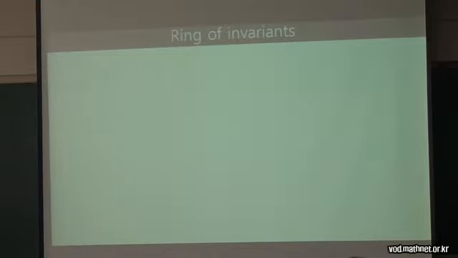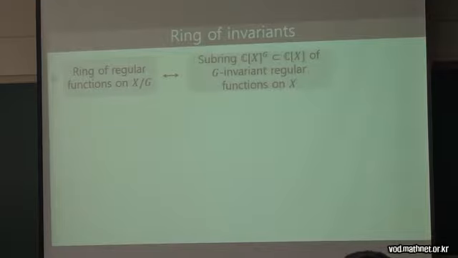So that's why this ring of invariants plays an important role in algebraic geometry. The ring of regular functions is a subring of the G-invariant regular functions on X. So C[X] is the ring of regular functions. I'm not defining what regular means, but you can think of it as close to locally polynomial functions.